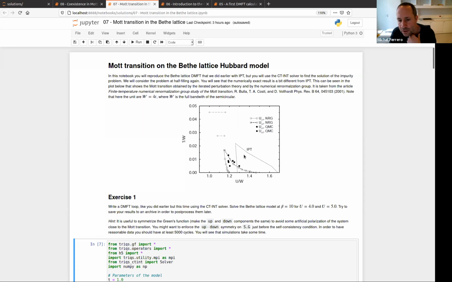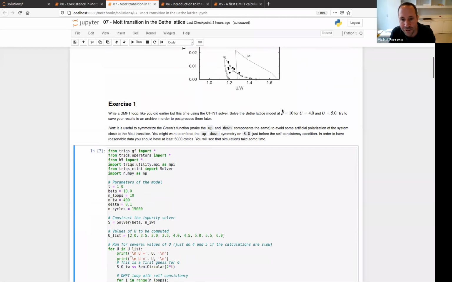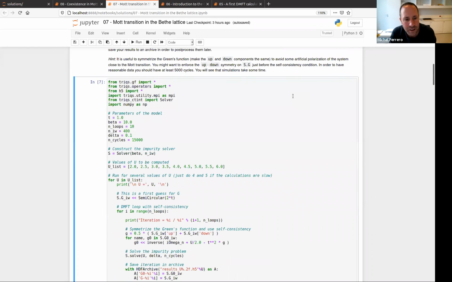And you see, this is the comparison between NRG here, which is exact, and IPT, the iterated perturbation theory. And you see there's a bit of a difference there. Actually, IPT is not doing a bad job, but it's a tiny bit different. So we can try to reproduce this. Of course, it would take many, many runs, but at least to sort of observe this.